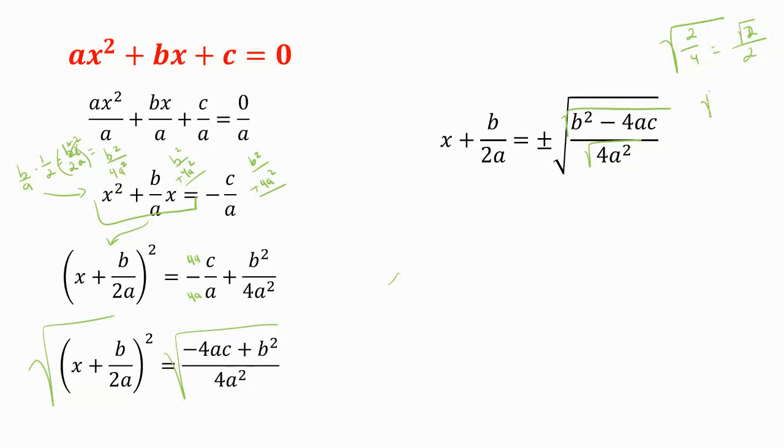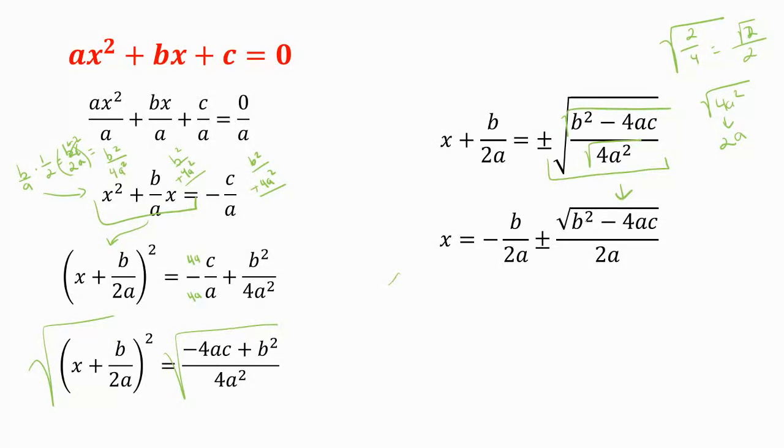So if I have the square root of 4a squared, well, the square root of 4 is 2. The square root of a squared is a. So that's just going to be 2a. So this right here is the square root of b squared minus 4ac all over 2a. And then we can go ahead and subtract b over 2a. Right? And oh, maybe this looks familiar. Does it? This right here is what we know as the quadratic formula.